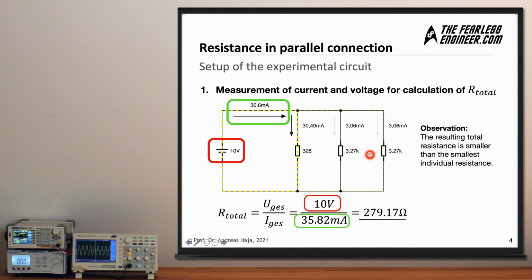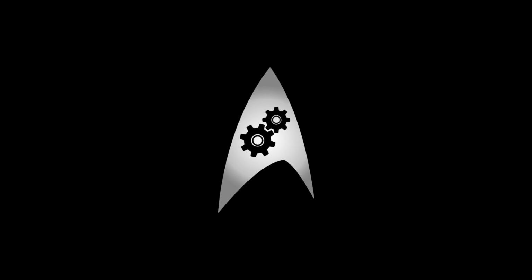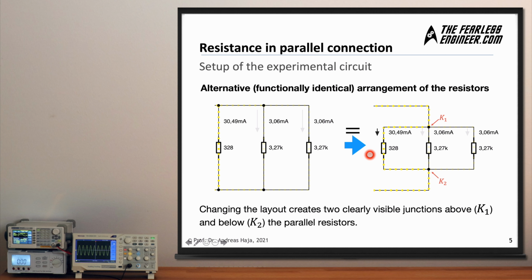So this is the key observation here. The resulting total resistance of a parallel combination of resistors is smaller than the smallest individual resistance in the entire circuit in this parallel configuration. And in order to understand this, and to also derive the formula to compute this, we have to reshape the circuit a little bit just to make things more clearly visible.